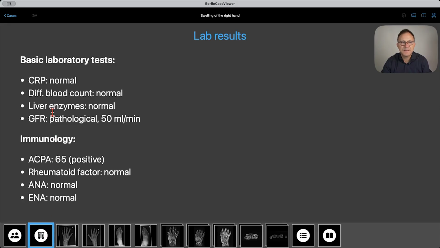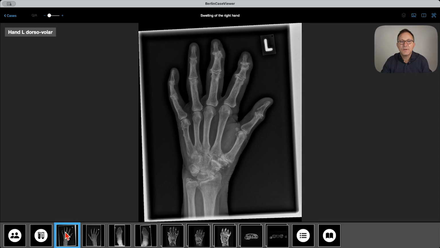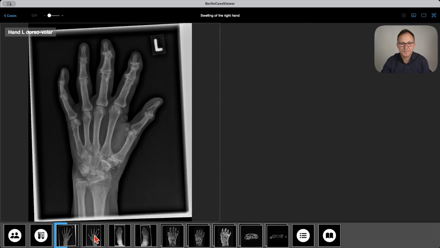You can see that CRP is normal, the differential blood count is normal, liver enzymes normal. There is some kidney problem with the pathological GFR, and she has no rheumatoid factor, but she has positive evidence of ACPA antibodies, and all other autoantibodies are negative. So let's have a look at her X-rays.